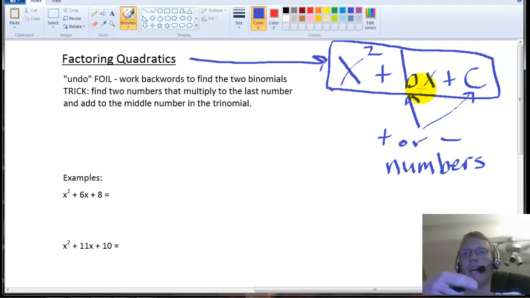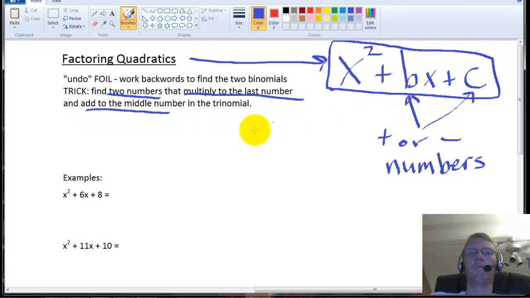So working backwards to figure out what two terms created this is a little bit of a trick. But the way that you can figure it out is by remembering that to get that last number, you multiplied the last two numbers together. And to get that middle number, you did your inners and your outers, and you added the two things together. So the trick is to find two numbers that multiply to the last number and add to the middle number. Okay, so in this first example, our last number is 8, and our middle number is 6.